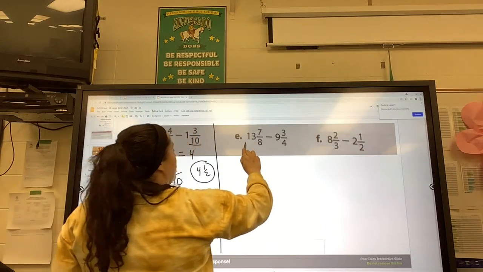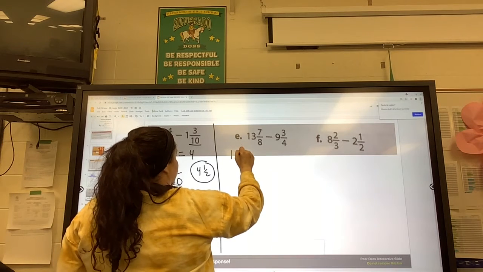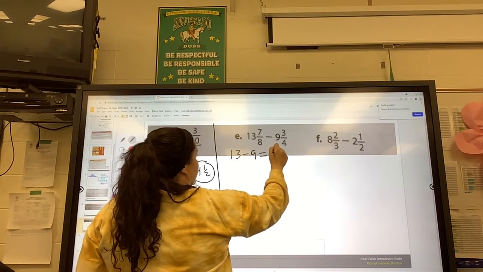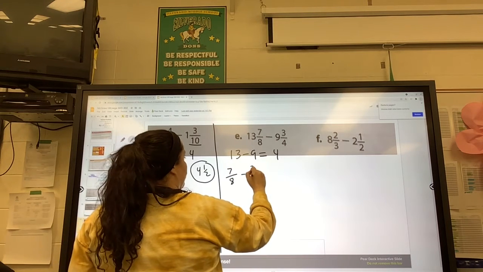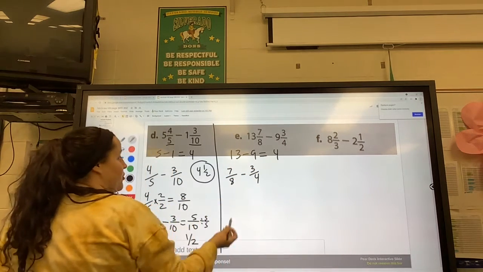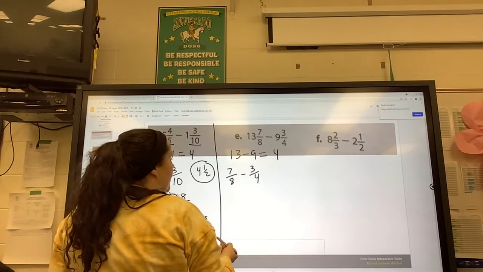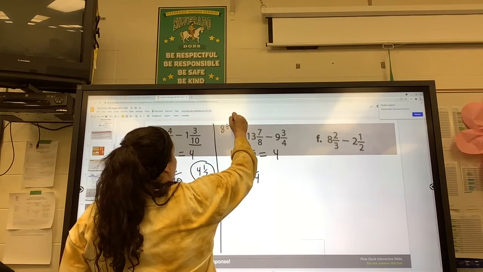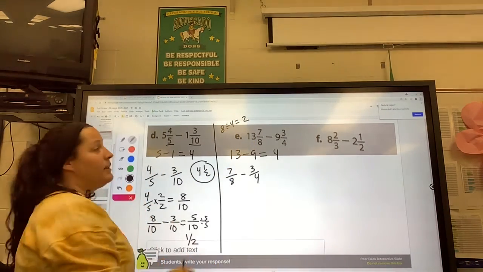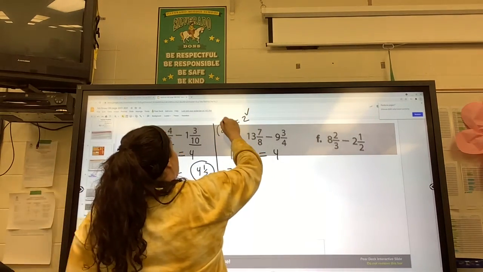Let's see if we could try this one. So let's keep going with our strategy, just subtracting the whole numbers. 13 minus 9 is 4, and then 7/8 minus 3/4. Again, that's a fraction, different denominators. I already know that 8 is the common denominator, right? 8 divided by 4 equals 2, which is a whole number. So that means 8 is your least common denominator.